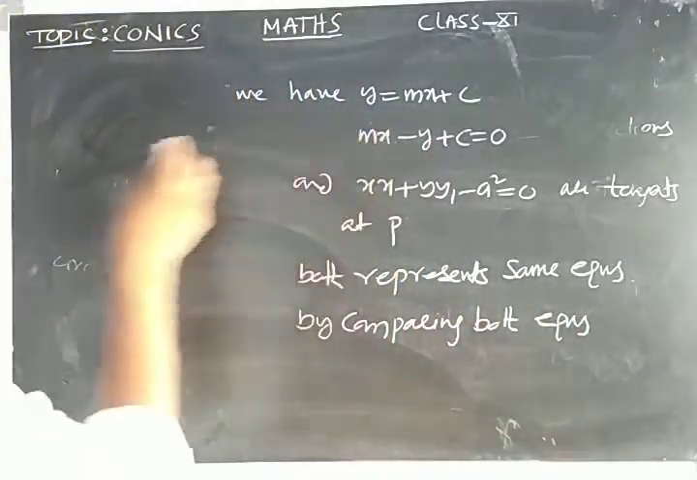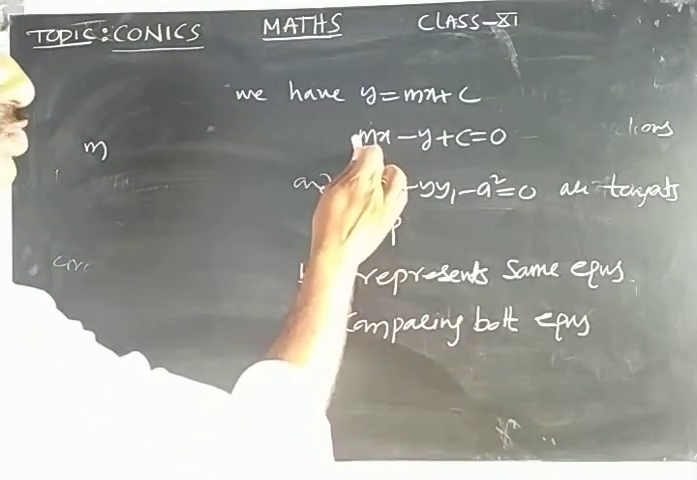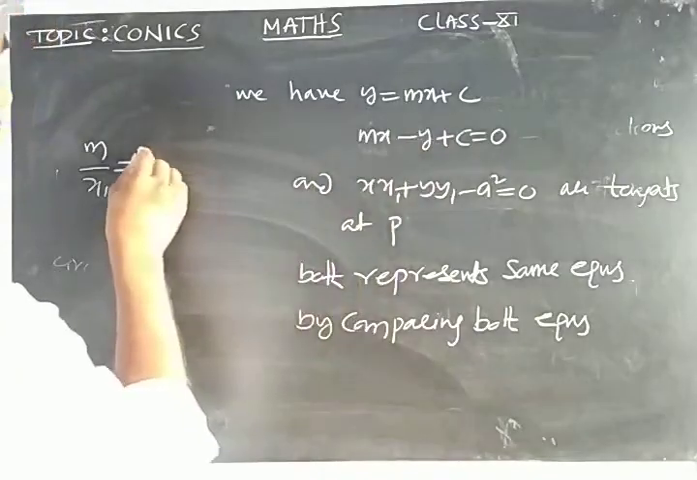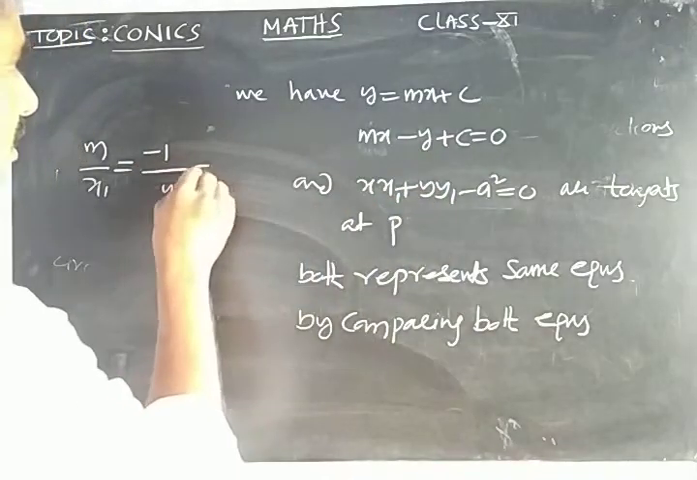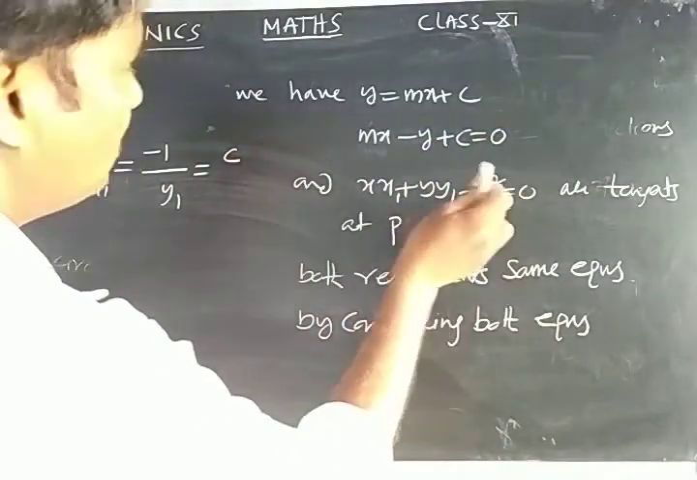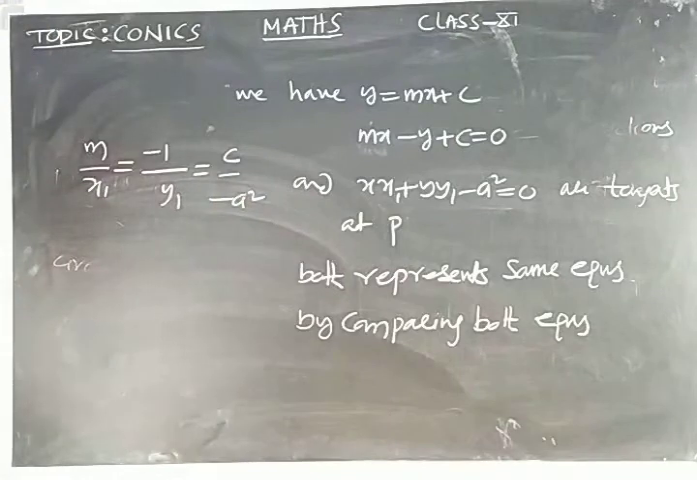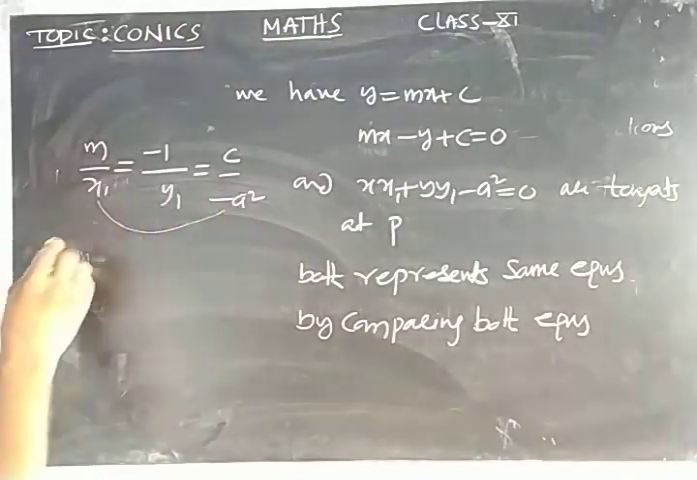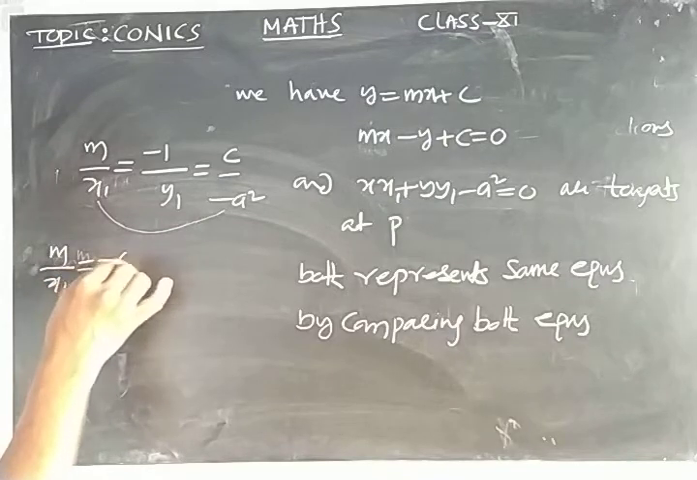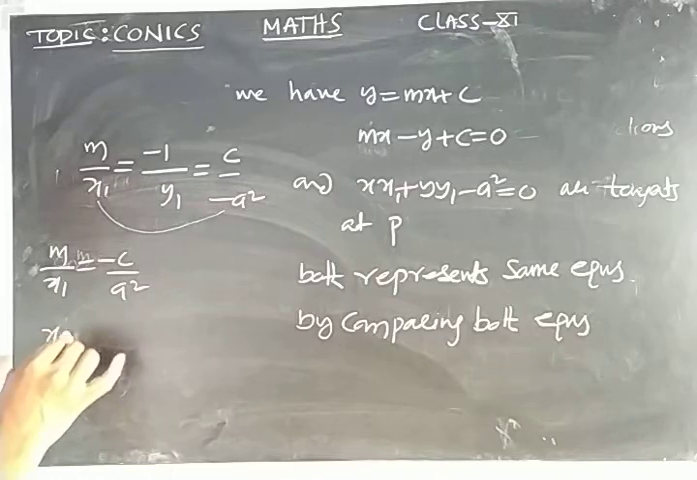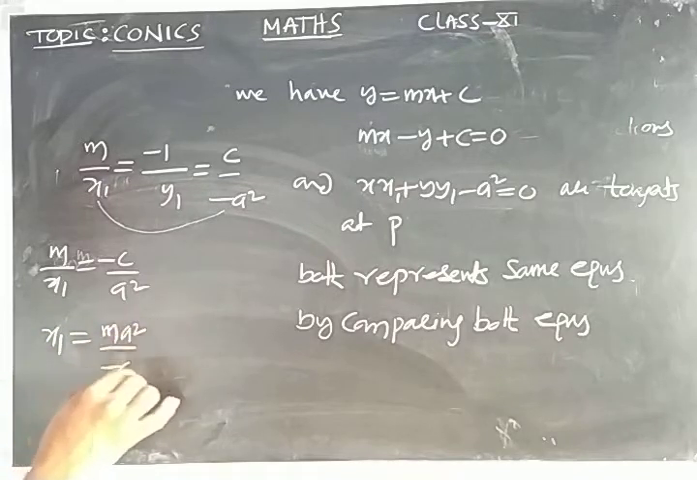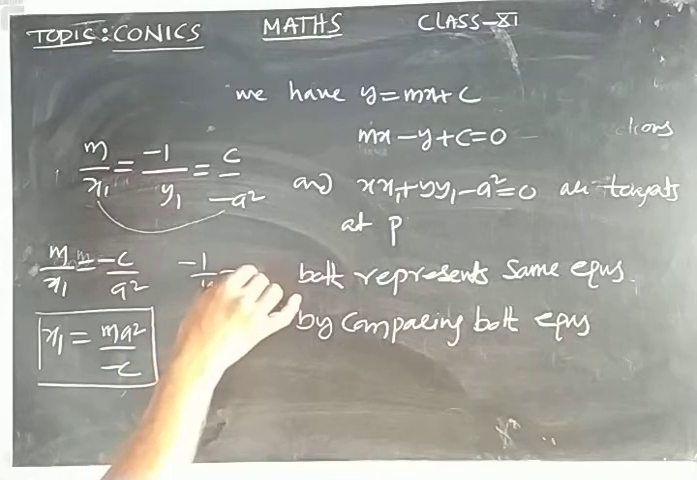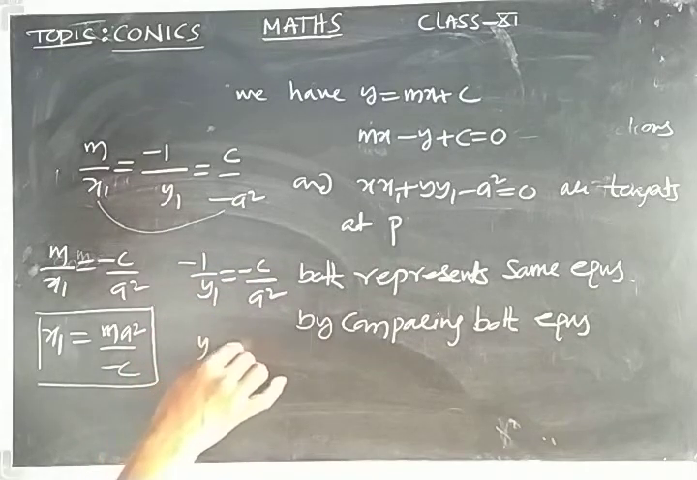By comparing both equations, the x coefficient here is m, and from the other equation the x coefficient is x1. Compare the y coefficient: minus 1 here, y1 in the other. The constant here is c, and in the other it is minus a square. I got this relation. By equating these, m by x1 is equal to minus c by a square, so x1 is equal to m a square by minus c. By comparing, minus 1 by y1 is equal to minus c by a square. Minus minus cancel, so y1 equal to a square by c.